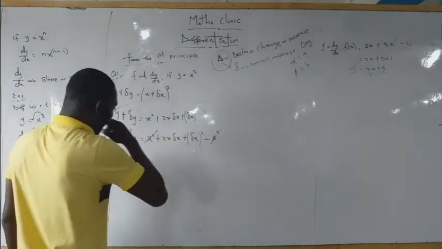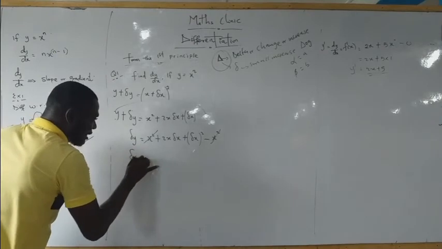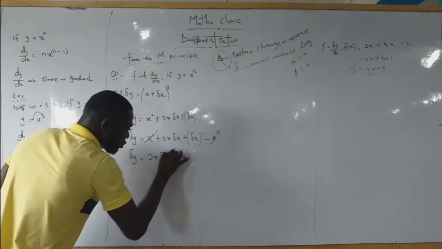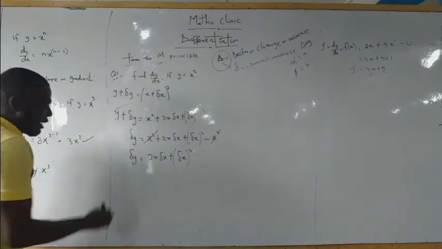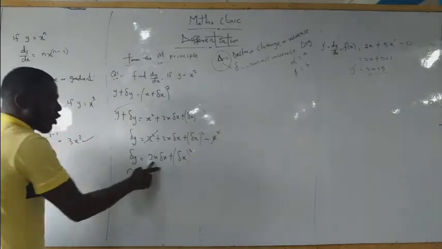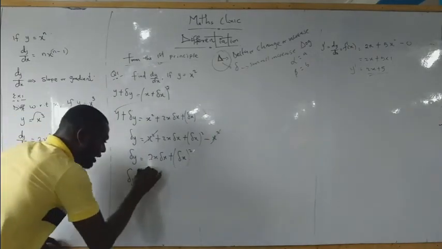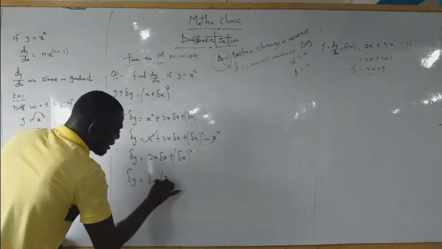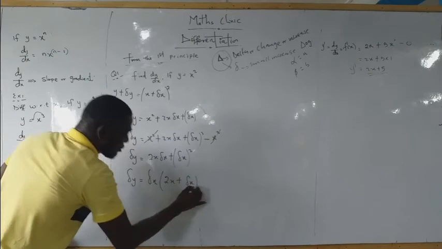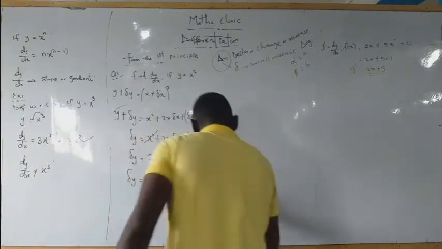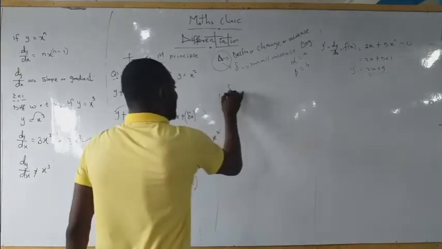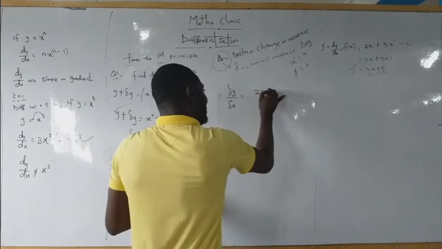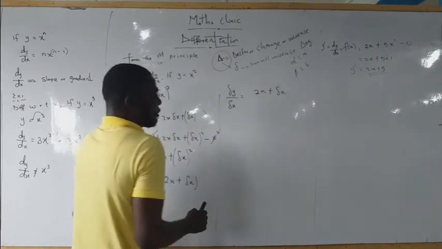This and this will go. Okay? So we are left with dy equals 2x dx plus dx all raised to the power of 2. So this will be dy equals, what is common there? The dx is common, so the dx is common into bracket. Since we have the dx outside, we are left with 2x plus dx. Okay? Divide through by this. So we have dy over dx equals 2x plus dx.